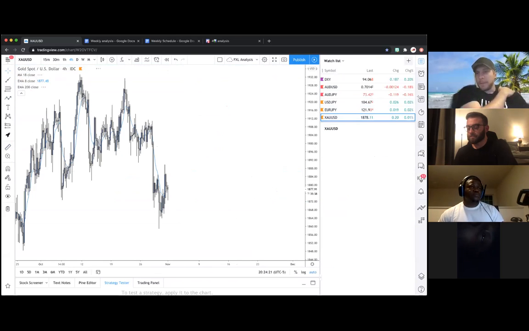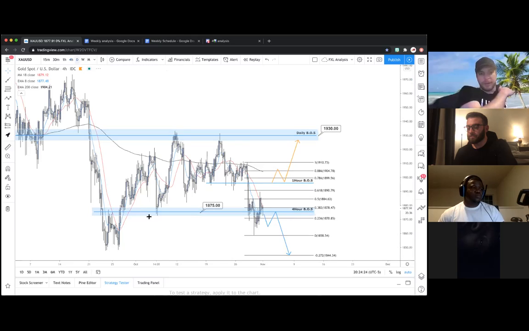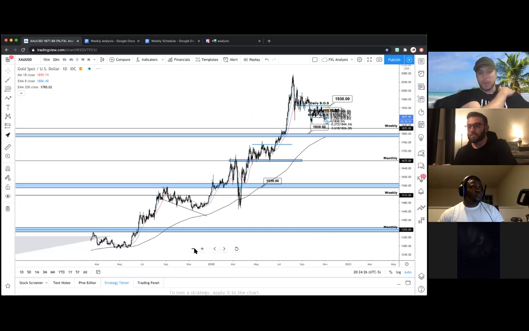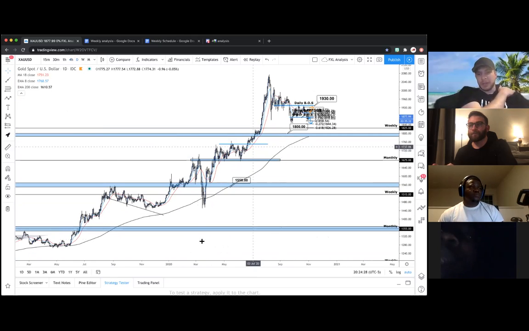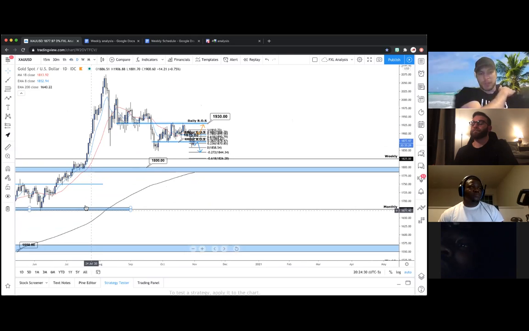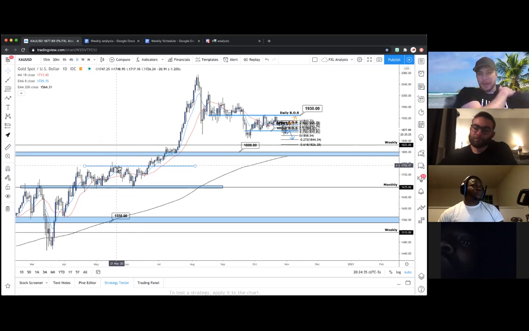This is our last one for me anyway. Daily time frame to start. Overall, super bullish, guys. Probably the most bullish thing you're going to see tonight. Super bullish. When we broke 1800 here, this was a nice psychological level. It's kind of fighting this handle for a while, 1750, then 1800.